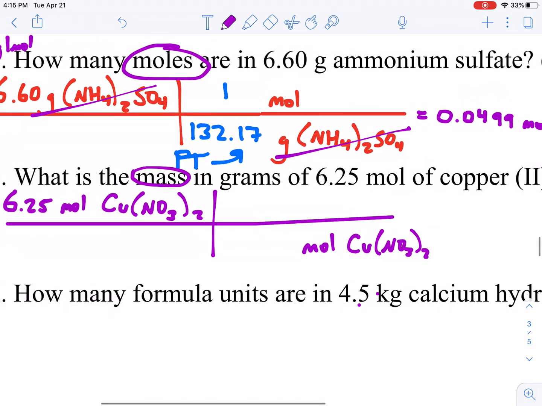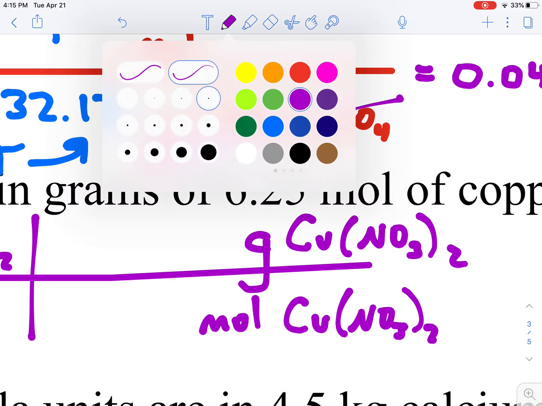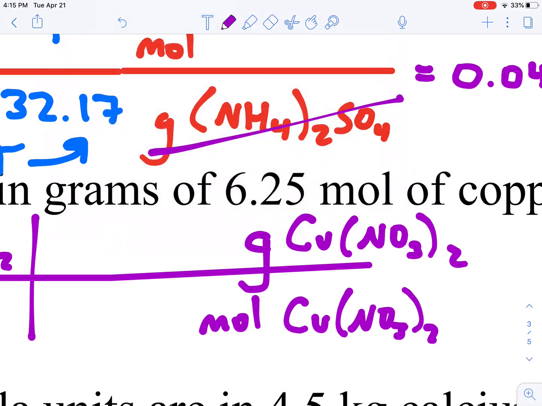We're ultimately trying to find mass. We're trying to get to grams. Do we know how to get from grams to moles? We do, of course. We know that the mass of this compound from the periodic table is the number of grams in 1 mole of that compound. So in 1 mole, we need to calculate a molar mass.